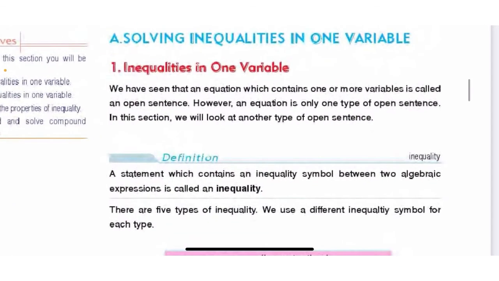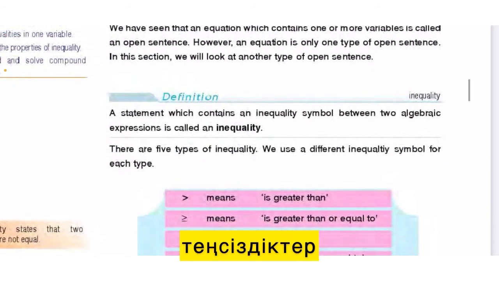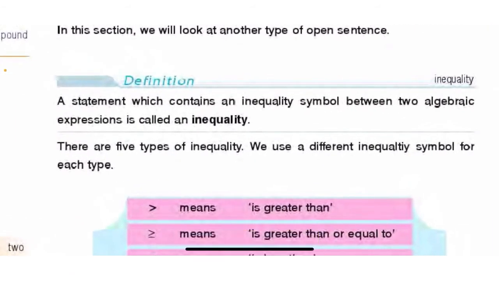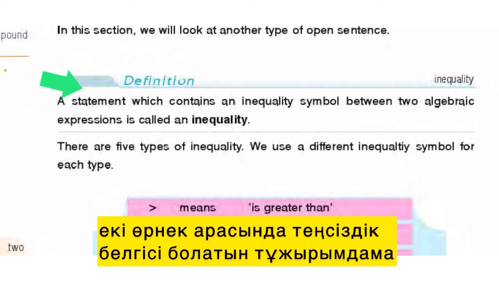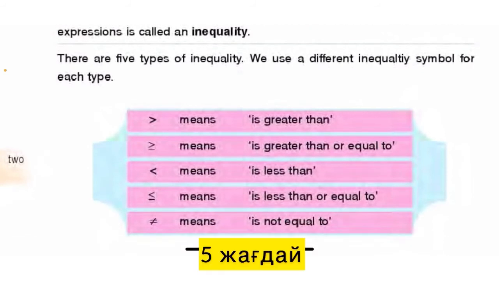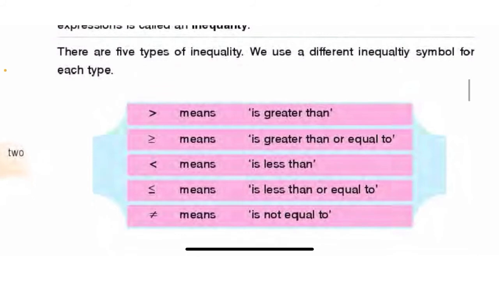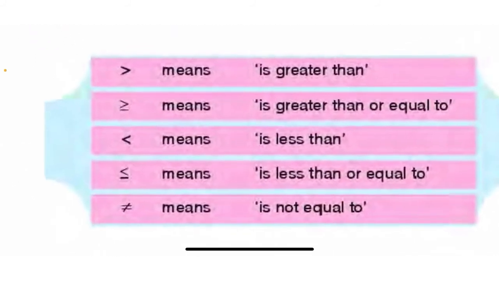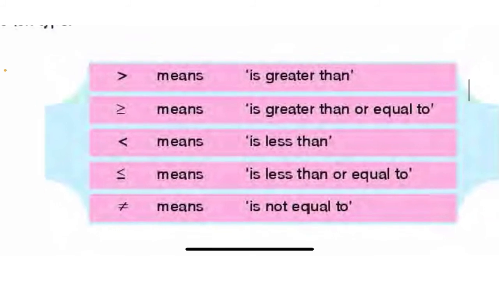Let's talk about inequalities. Definition of inequality: a statement which contains an inequality symbol between two algebraic expressions is called an inequality. There are 5 types of inequality. We use a different inequality symbol for each type. Now here you can see 5 phrases that we use when talking about inequality.